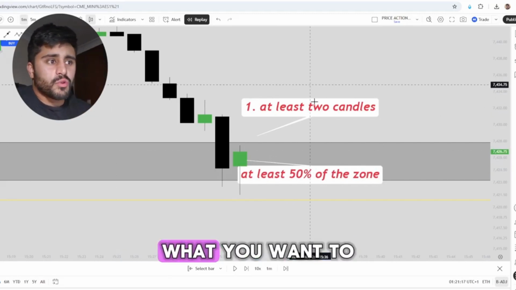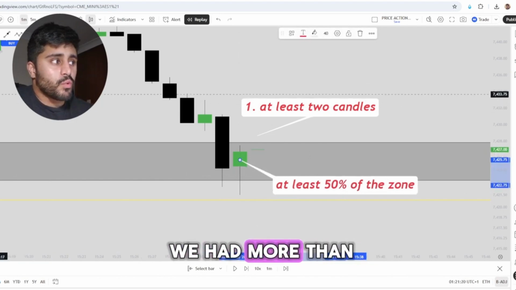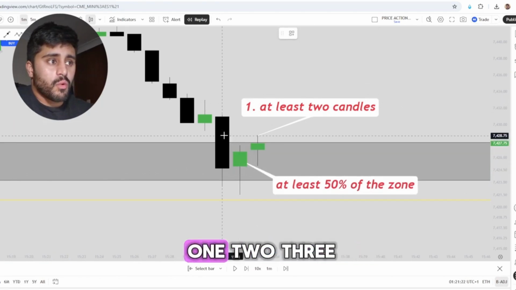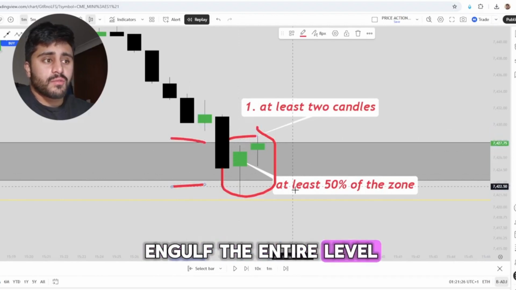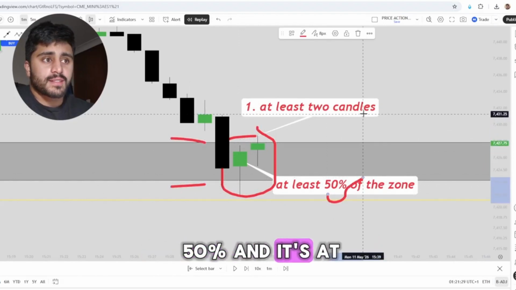Now, the trick with this is what you want to understand is that here we had more than 2 candles, right? So we had 1, 2, 3. And what we can see here is price engulfs the entire level. So it's at least 50% and it's at least 2 candles.